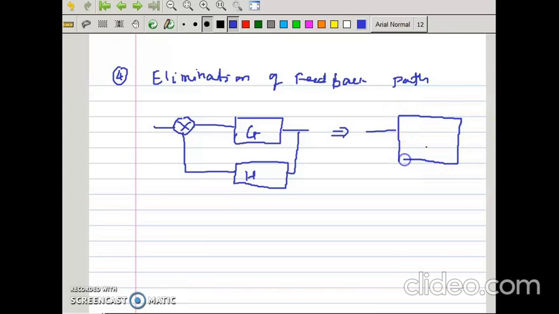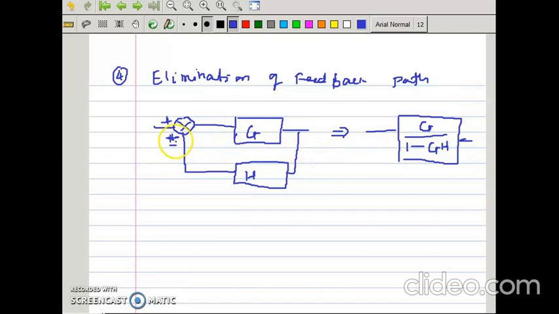But what are the changes you see? Suppose this is positive, or it may be negative, right? So what is the replacement? Replacement is very much simple. It is forward path G divided by 1, and if this is plus, that means it becomes minus GH.